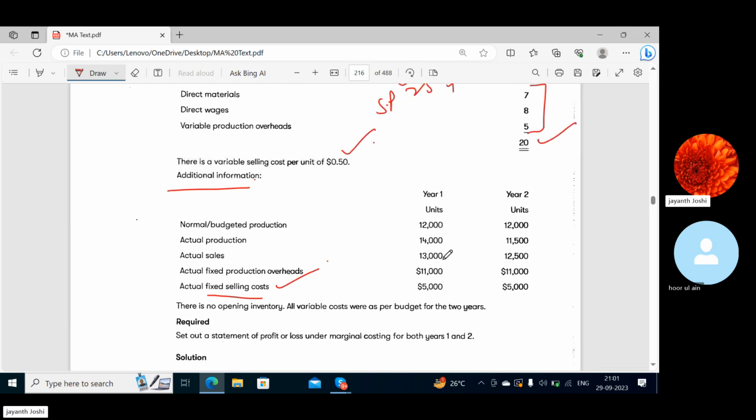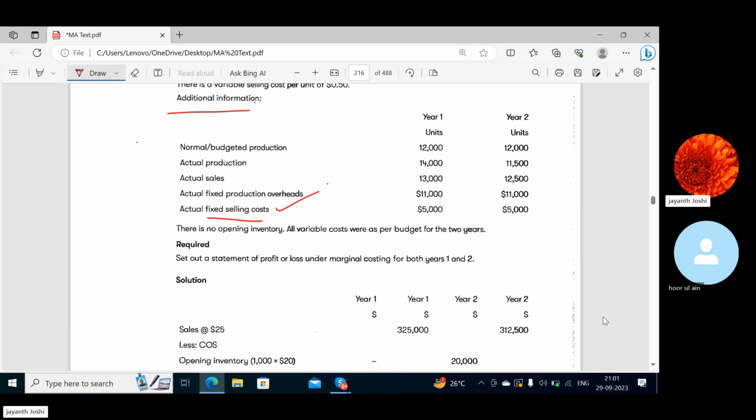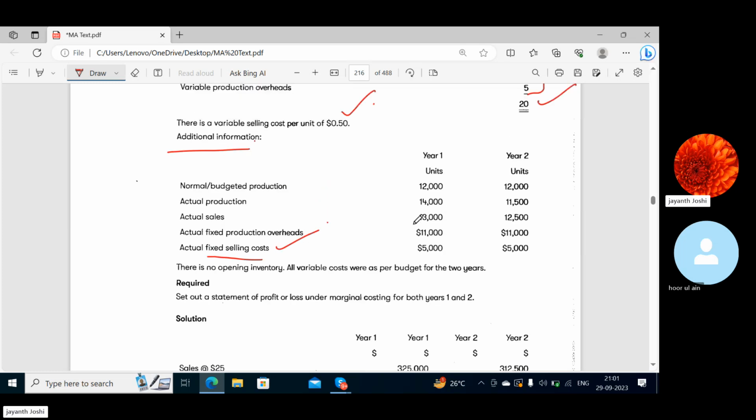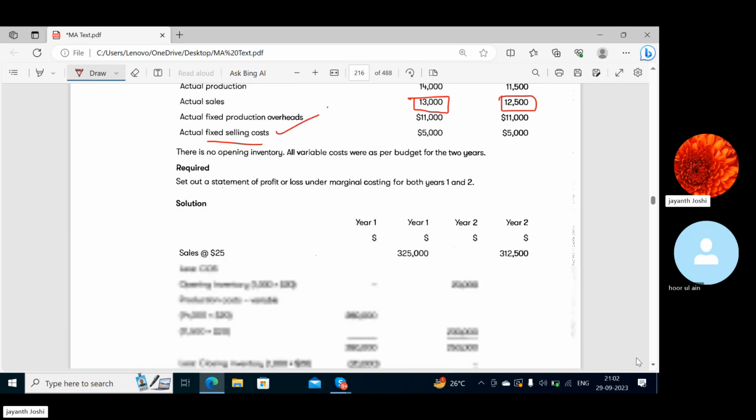What is the actual sales? It is 13,000 in year 1 and 12,500 in year 2. So this amount is 13,000 into selling price, and this is 12,500 into selling price. Please calculate.